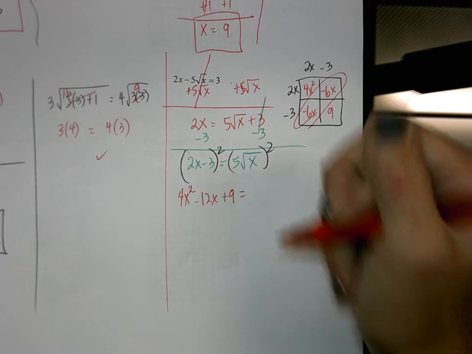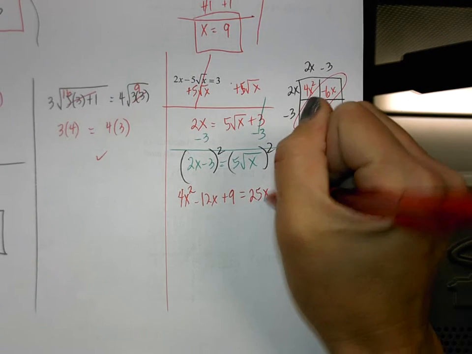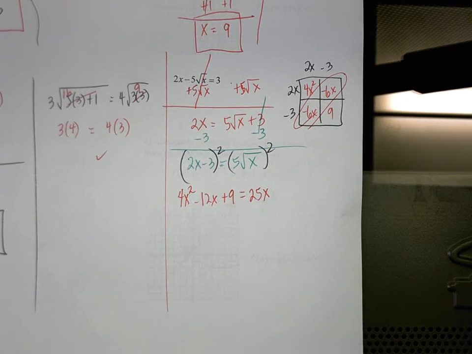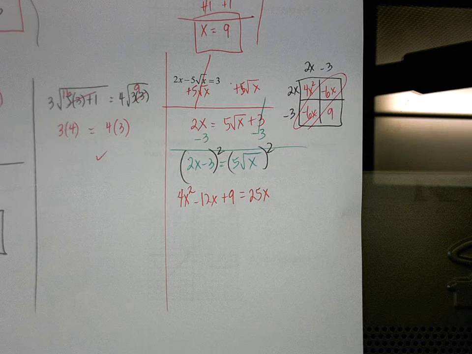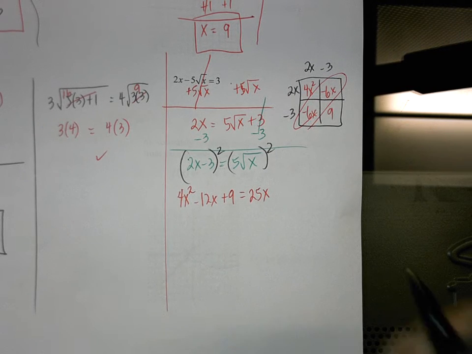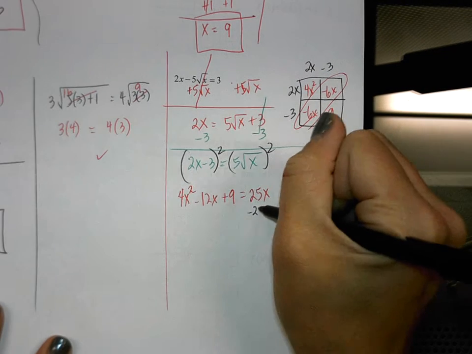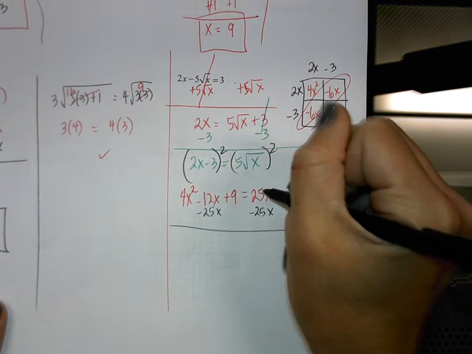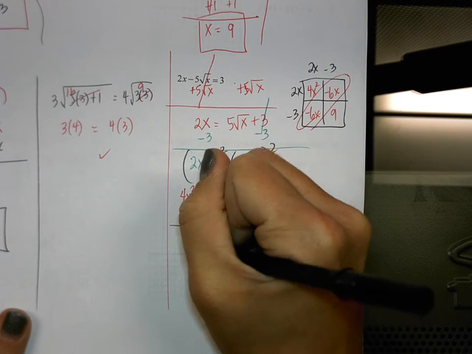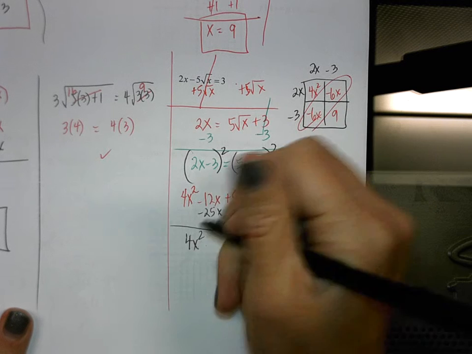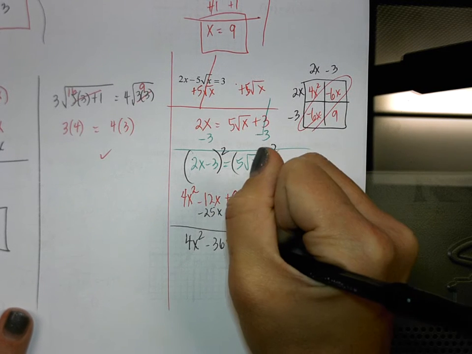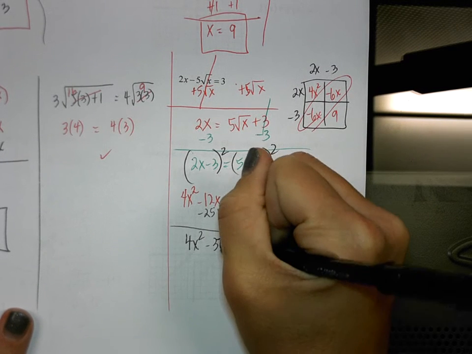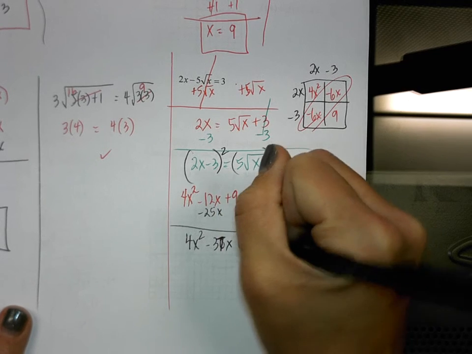25x. Good. What will I do now? Subtract 12x. We're going to subtract 25x. Good. Because we want it set equal to 0, and we always want our x squared to be positive. So I have 4x squared. When I add those up, it makes what? 37. Yes. Negative 37x plus 9 equals 0.